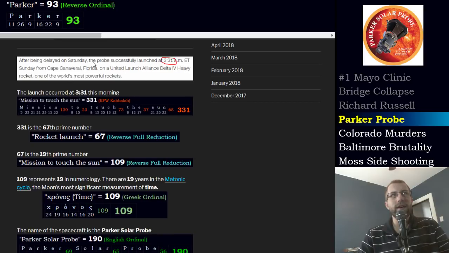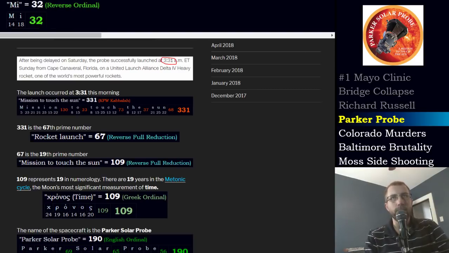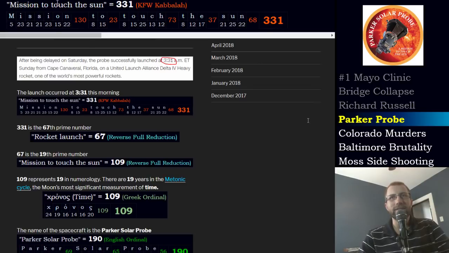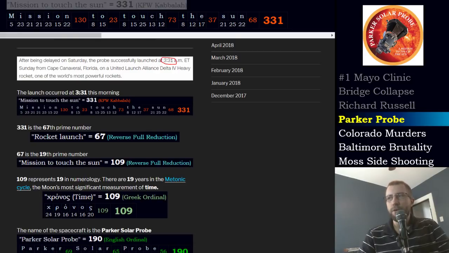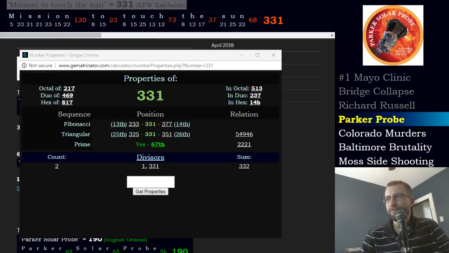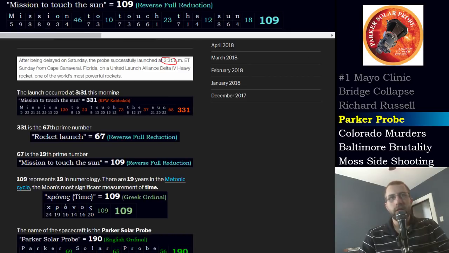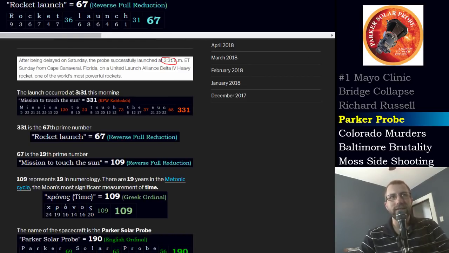So originally, the probe was scheduled to launch the day before, but it was delayed. Turns out it went out at 3:31 in the morning. And isn't it interesting that in this secondary Kabbalah cipher, mission to touch the sun equals 331? But 331 is a prime number. It's the 67th prime number to be exact. Rocket launch equals 67.